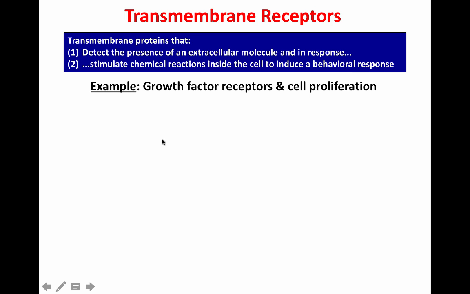And so for an example of what I mean by this, I'm going to use one example, which are transmembrane receptors that we call growth factor receptors, and how growth factor receptors cause the behavioral response of cell proliferation.